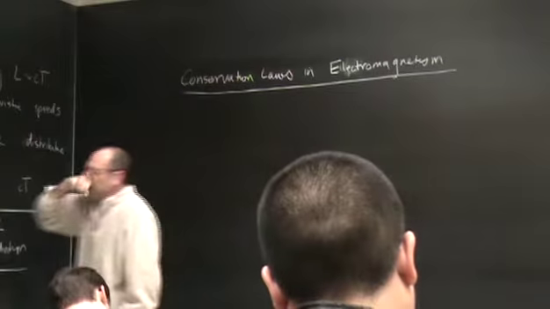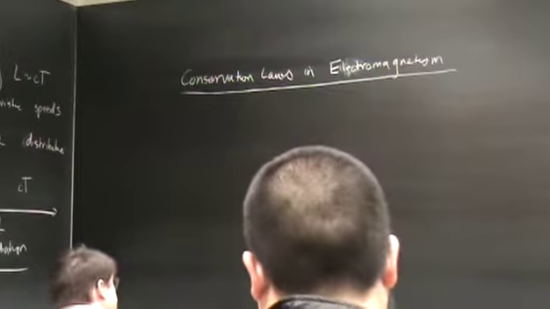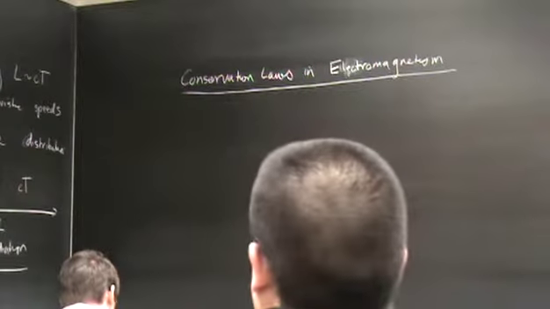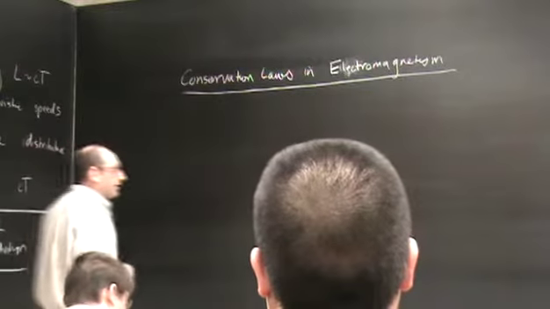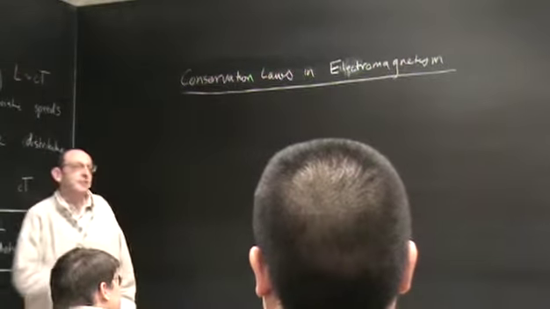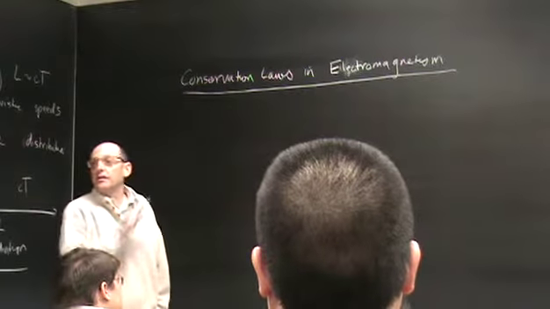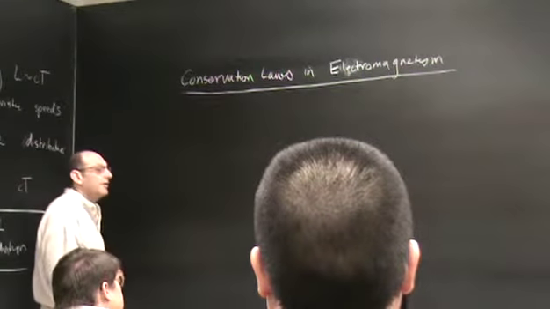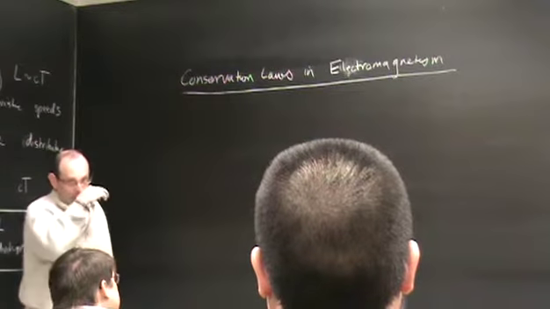So we've already visited one example of conservation law, the conservation of charge. But I want to talk about this in a more generic way. It's not just about electromagnetism, but we'll apply these ideas in the electromagnetic context. So what does a conservation law say?